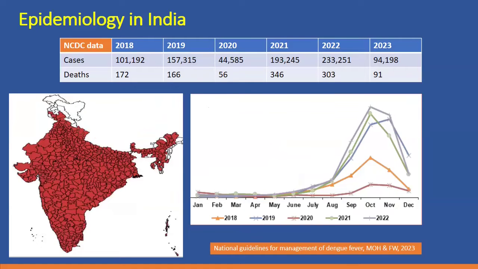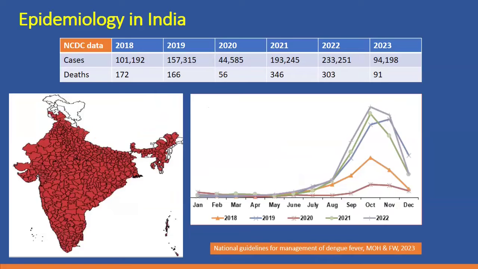In epidemiology, if you see in India, the entire country is almost uniformly affected, barring a few states, which is more likely due to lack of data, lack of reporting, rather than them being immune to the disease. Like you see Jammu Kashmir and some of the states in the Northeast region.